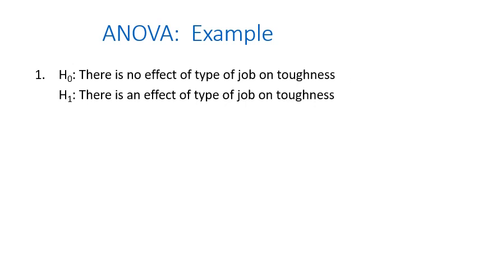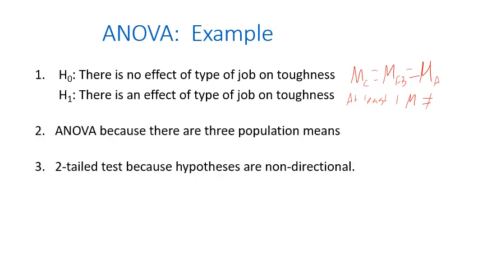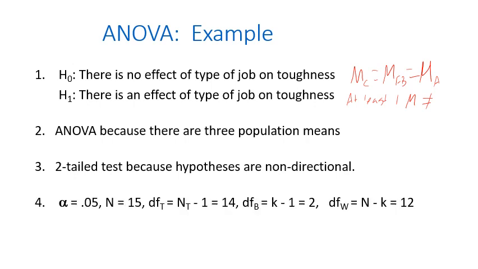Another way to write the null here would be mean of clowns is equal to mean of football players is equal to the mean of administrators. And then the alternate would be at least one mean is not equal. We're doing an Anova because there's 3 means. It's two-tailed because Anova is always two-tailed. Our alpha here is 0.05.